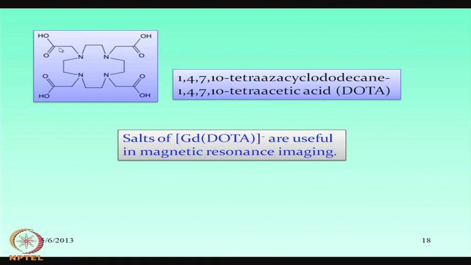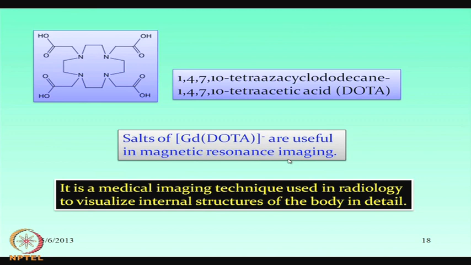So, we have 4 negative charges after deprotonation of these OH of the carboxy groups, and gadolinium in plus 3 oxidation state can bind to this DOTA ligand, and one charge will be there. It is a very useful molecule from the medical point of view. It is a very useful reagent for MRI scanning, which is known as magnetic resonance imaging. So, an MRI scan can be done with the use of this particular metal complex of gadolinium.